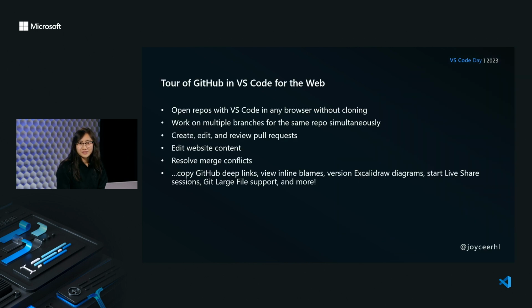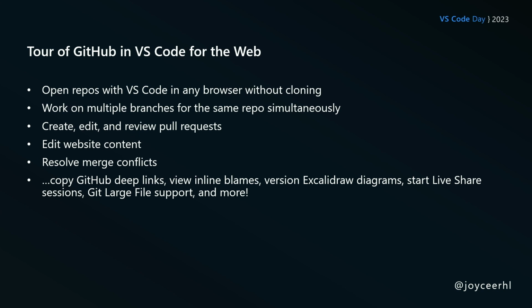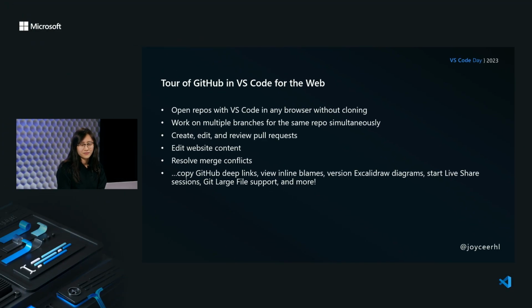So today's tour is going to be pretty long. We're going to cover a lot of content, and so I hope you stay with me. We're going to show how you can open repositories in VS Code from github.com without cloning them locally or anywhere, even on a virtual machine. We're going to show how you can work on multiple branches in the same repository simultaneously, how you can create, edit, and review pull requests directly in your browser with VS Code, how you can edit website content, resolve merge conflicts, and so many other features besides.